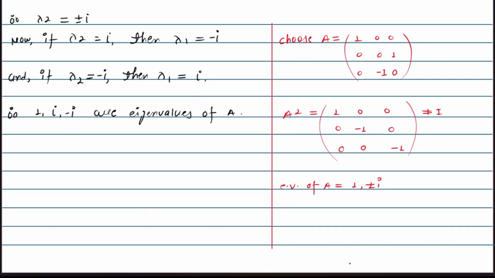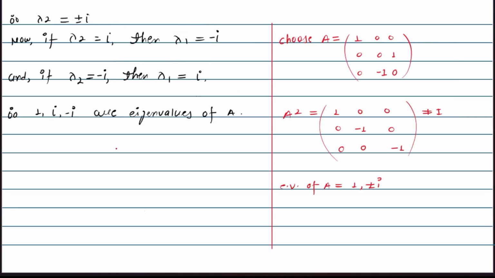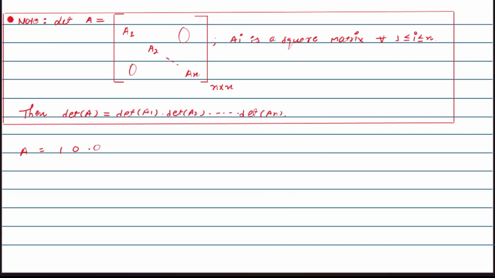Some of you may be thinking about how I made this matrix. I made this matrix with the help of this note. According to this note, if I have a special type of matrix, then I can find the determinant of A this way. Here A1, A2, An are square matrices, but not necessarily of the same order. In general, let me solve this for you. Let A be equal to 1 0 0, 0 0 minus 1, 0 1 0. To find the eigenvalues of A, I get 1 minus x 0 0, 0 minus x minus 1, 0 1 minus x.